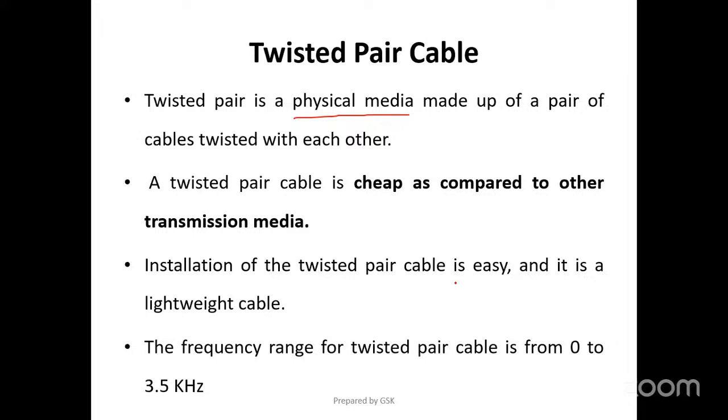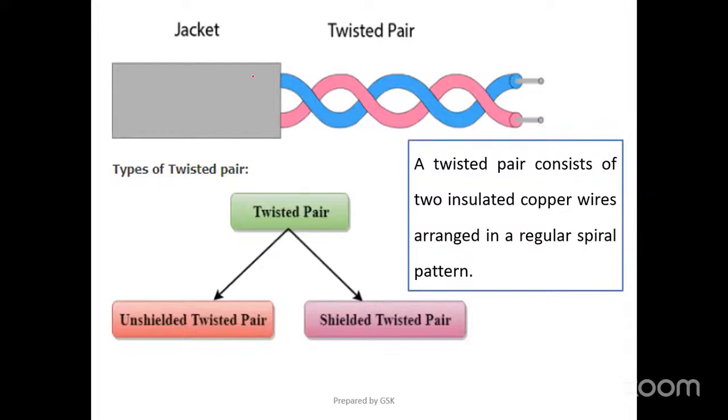Twisted pair is a physical media made up of a pair of cables. We are using a pair of cables here, and those are twisted with each other. See this image. The pair of cables are twisted with each other, like this. That's why it is called a twisted pair cable.